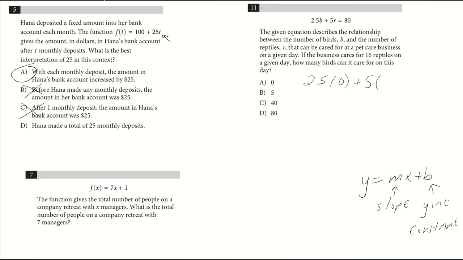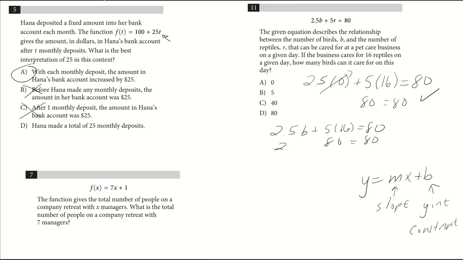And we already said it was 16 reptiles. So then I could just go ahead and make computations and see if these sides equal each other. So that will cancel. And then you get 80 equals 80. So then automatically you'd see that A is the correct answer. Now to solve it algebraically, I would do something very similar. I'll put in 16 for the reptiles, and then I'd solve from there. Then again, I'd subtract 80 from both sides.